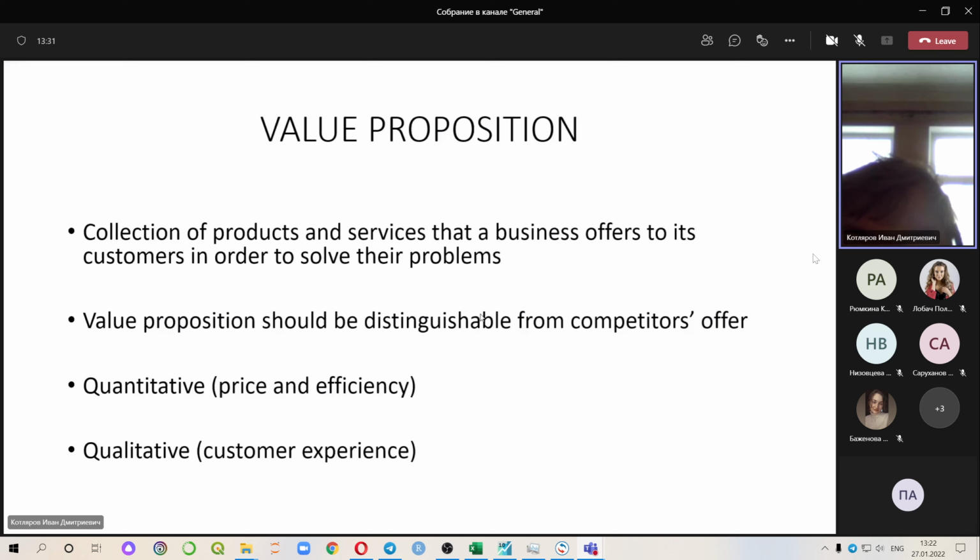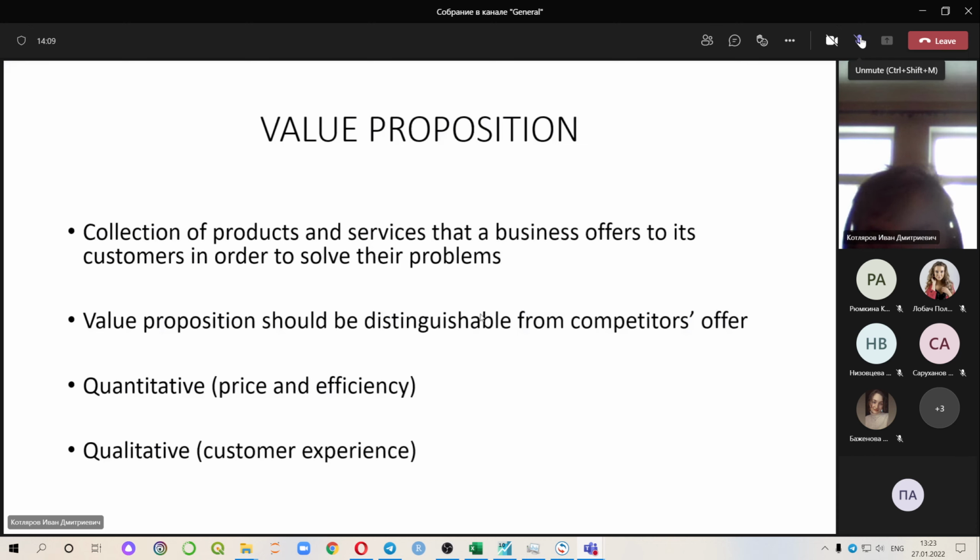So, ladies and gentlemen, we should not think that quantitative aspects exclude qualitative ones, and vice versa. Obviously, customers will not be eager to pay too much for their customer experience, or this customer experience should be a really very exclusive one in order to make customers pay too much money. But normally, customers prefer a decent combination of quantitative and qualitative features. But one of these features will be dominating. Is it clear, guys? Do you understand it? Yes, it is. Okay, great.